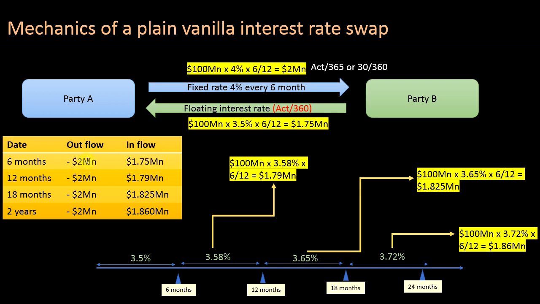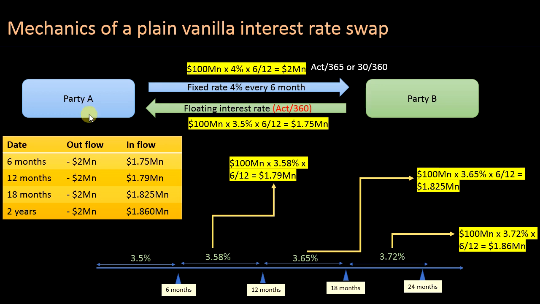If you net off these two numbers, the net figure is minus 0.25 million. That means party A will be paying 0.25 million to party B. So if both cash flows are on the same date, they will be netted off, and only the net figure will be transferred from one party to another party. That's also something important to remember.